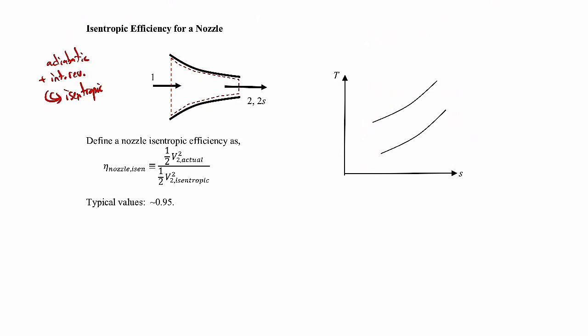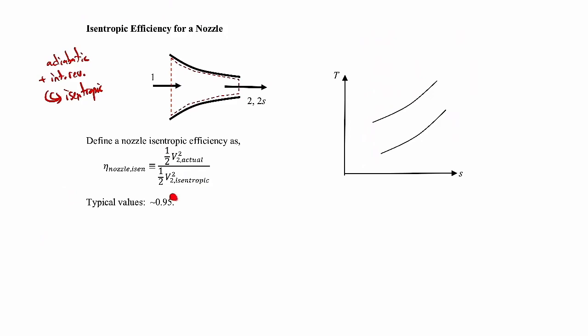And what you want to do is make sure that most of that energy is going into the kinetic energy, not into the thermal or internal energy. So in the isentropic case, you'd get that conversion with higher efficiency than you would get for the actual case. And typical isentropic efficiencies for a nozzle are about 95% or even higher. It's a very efficient process.